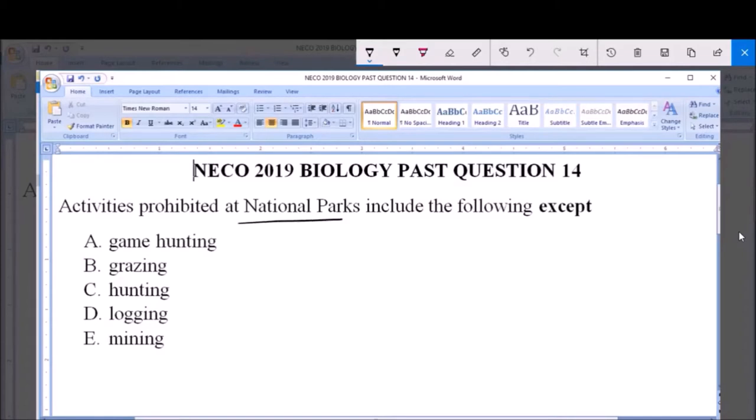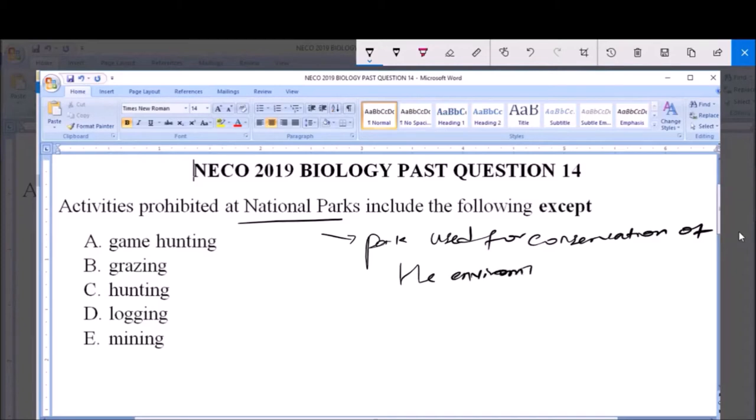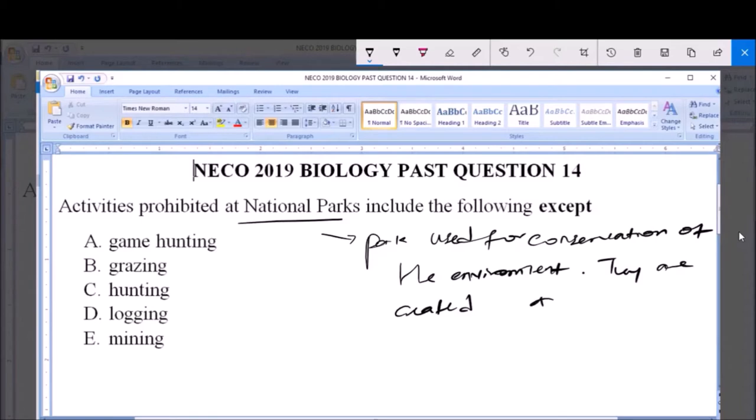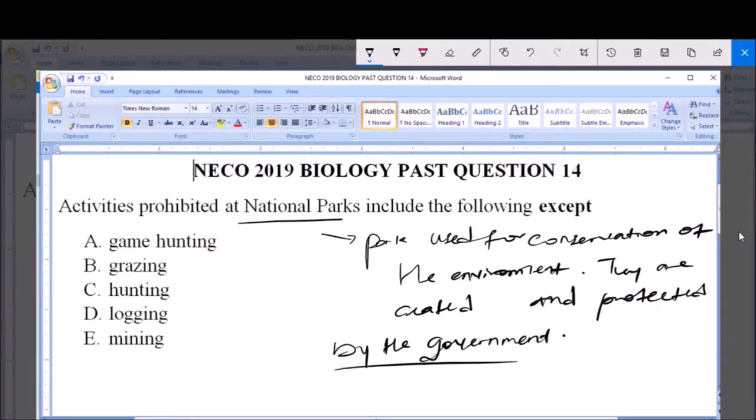National parks are parks used for the conservation of the environment. These parks were majorly created for conservation purposes, and they are created and protected by the government, and that's why we refer to them as national parks. Like I said, they are used for conservation of the environment.